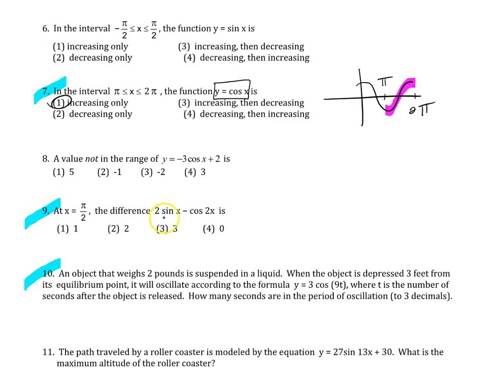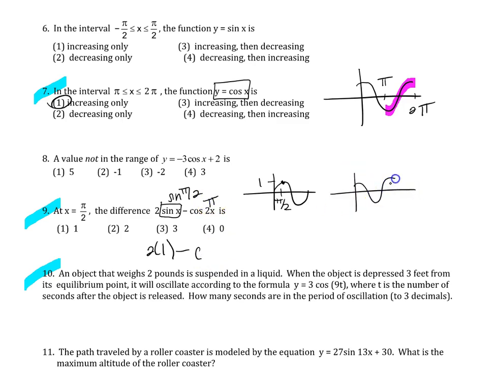Now at pi over 2, the difference between 2 sine of x and cosine 2x is, well, think about this as 2 sine of pi over 2. Pi over 2 would be here, right? So that means sine of pi over 2 is 1. See how I use the graph to help me? Pi over 2 is an x value here. My output is 1. Minus cosine of 2 times pi over 2, which would just be pi.